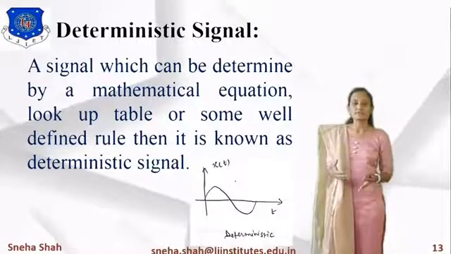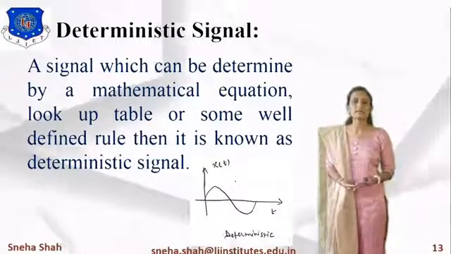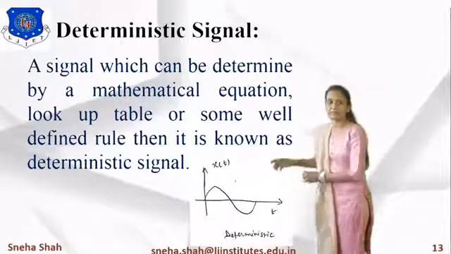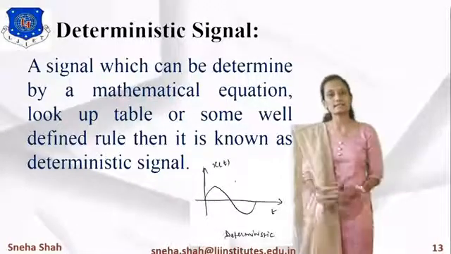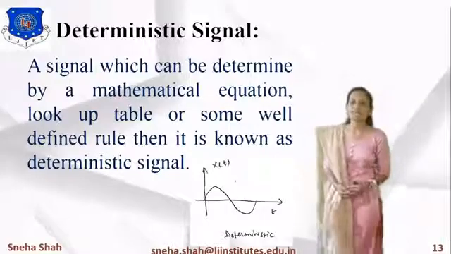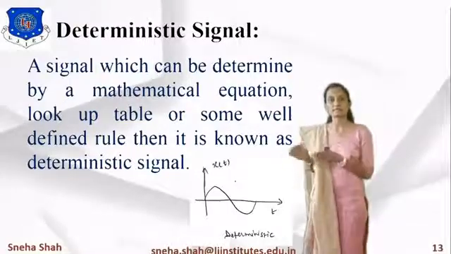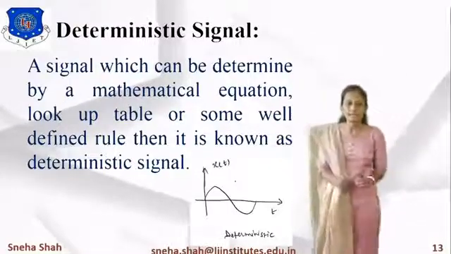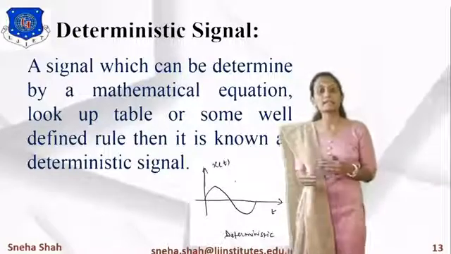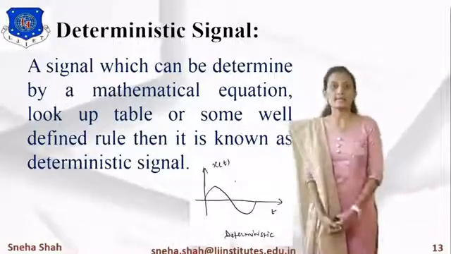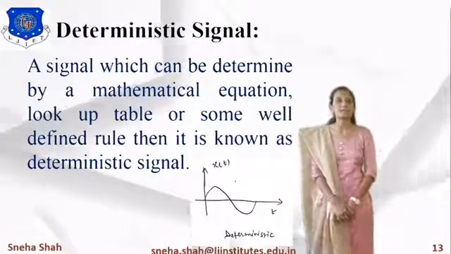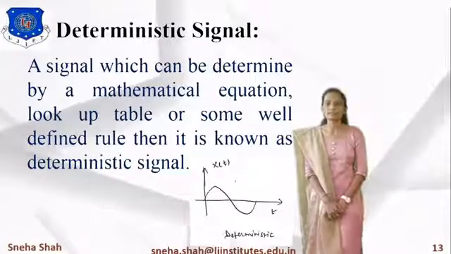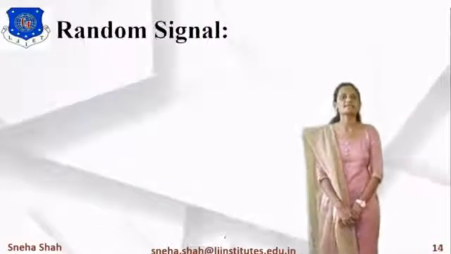So if the behavior of the signal can be determined by any method, from this graph we can determine the behavior of the signal, right? So it is considered as deterministic. Suppose if I am writing that x of t equals a sin omega t. So by using the equation also we can determine which type of signal is there, then it is also considered as deterministic signal.